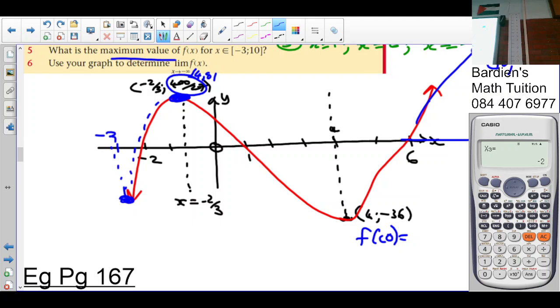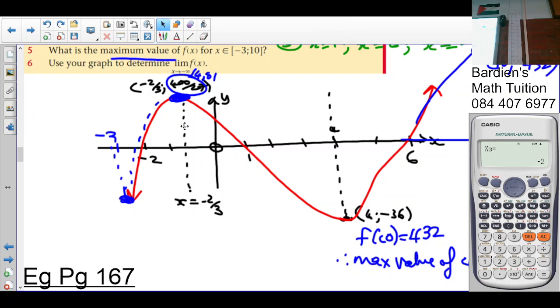F of 10 gives us what? F of 10 gives us what, people? 432. So what is your maximum? The maximum is at 10. Not so? Because that is definitely more than what the local maximum at negative 2 over 3 and 400 over 27 is. Can you see that? The question is, what is the maximum value? So therefore, the maximum value is 432. Okay, does it make sense?